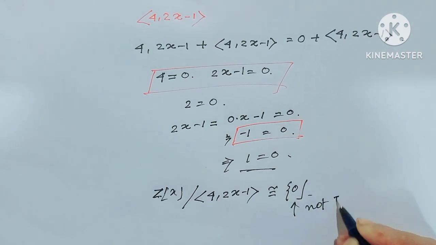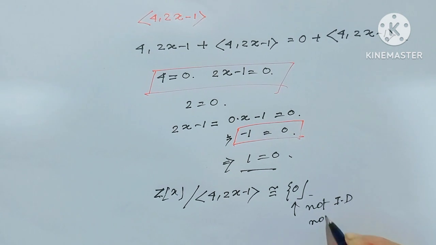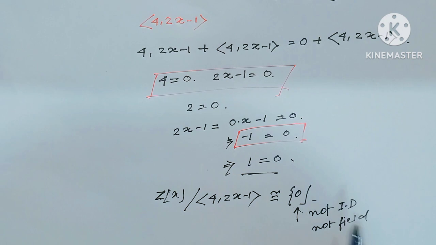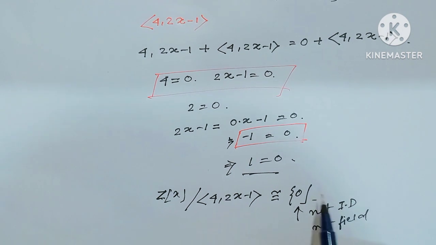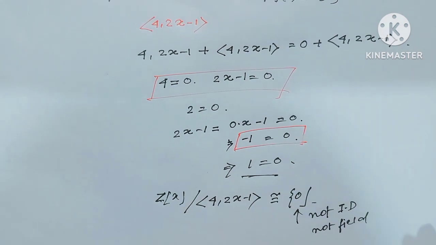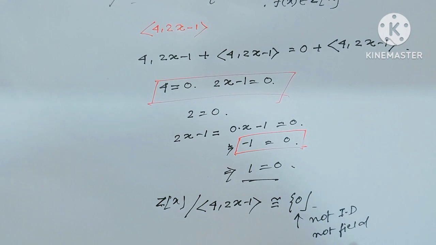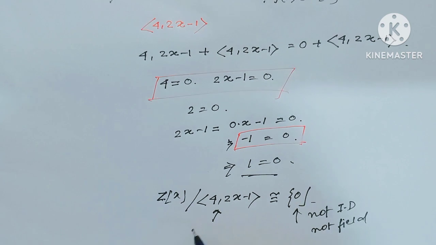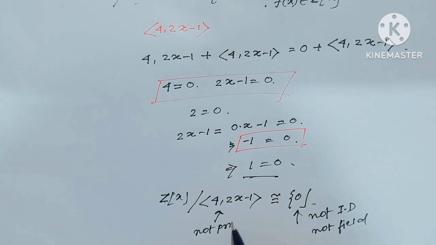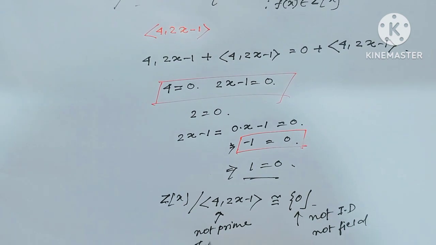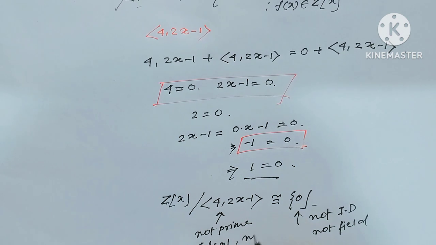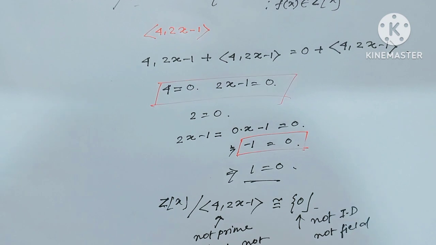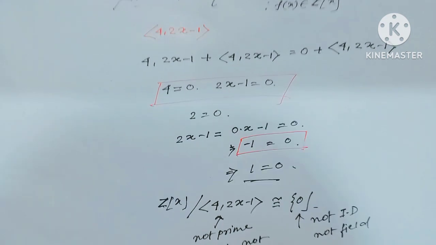Therefore, this is not an integral domain, not a field. So since this quotient ring is isomorphic to only the set 0, and since this is not an integral domain, not a field, obviously this ideal is not a prime ideal, and also not a maximal ideal. Okay? I hope all my viewers have understood this clearly.